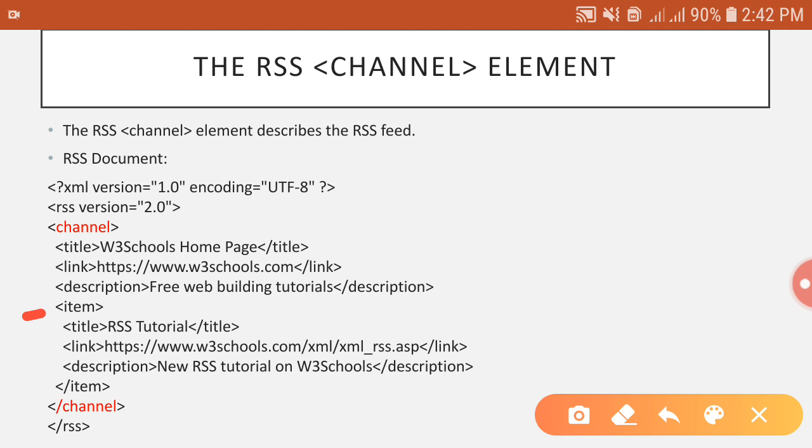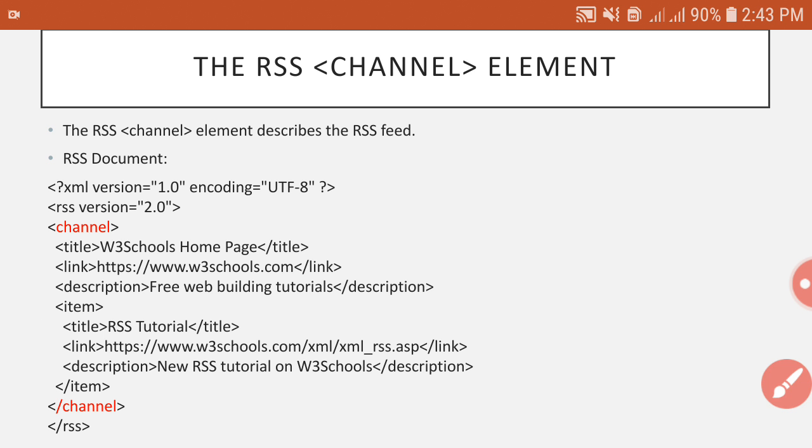Here there is only one item element. Each item element defines an article or story in the RSS feed. There are several optional child elements of channel. Okay, these are all required elements: title, link, description and item. There are several other optional child elements of this channel element. We will see them one by one.